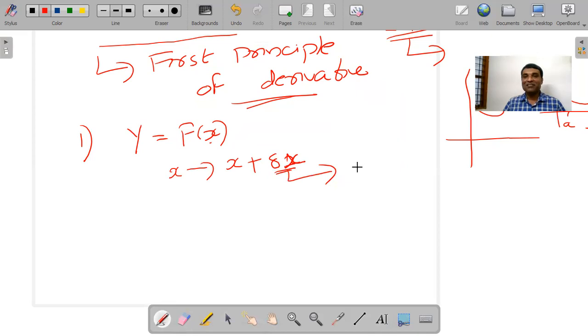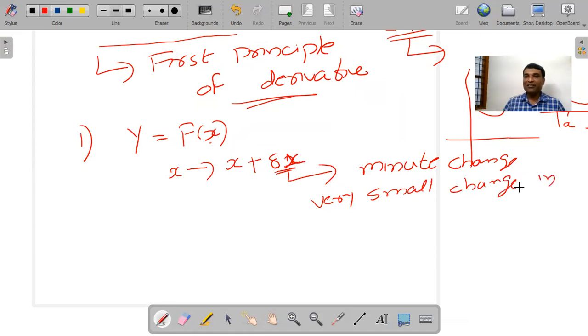Delta x is nothing but a very minute change. Minute means a small change, right? Very, very small change in the variable x, in the value of x. So what I'm going to do is make a very minute change in the value of x. So obviously there should be a small change in y.